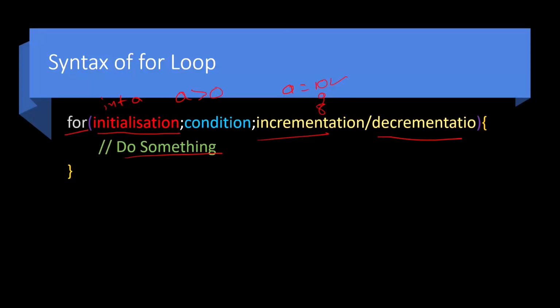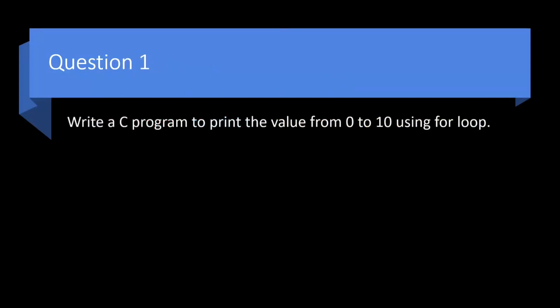Okay, now after this we have to write a program, and this is the question for us to understand in a better way with a practical example. We have to write a program to print the values from 0 to 10 using a for loop. Okay, now let's do that.